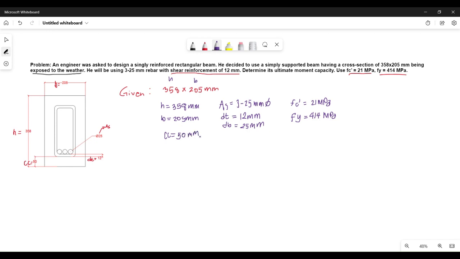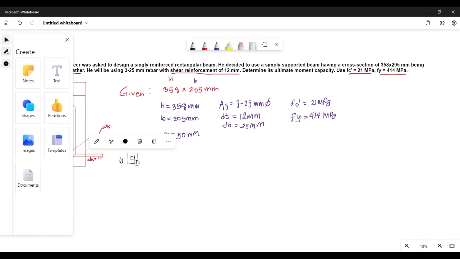So all of our values are in terms of millimeters. After we identify and label all the givens in our sketch, the second step that we're going to do is to compute the effective depth. This is our solution. Number 1, we have to find our d, or the effective depth. You have to compute the effective depth, or the d.